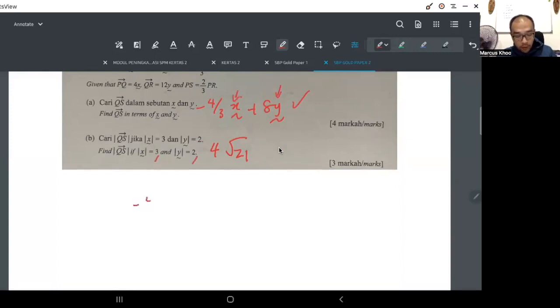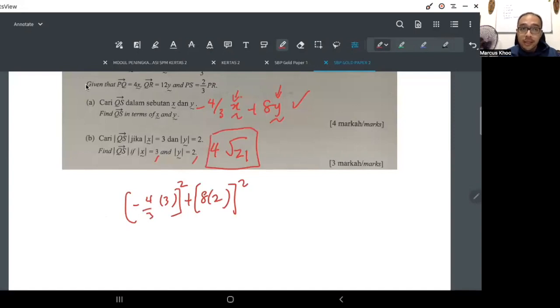So negative 4 over 3 times 3, plus 8 times 2. Each of these has to be squared because we want to find the magnitude, right? Then you square root it. Then you give your answer in this form, or you can give your answer in decimal form. I think decimal form will not be such an issue. It should be okay for you to do decimal form.